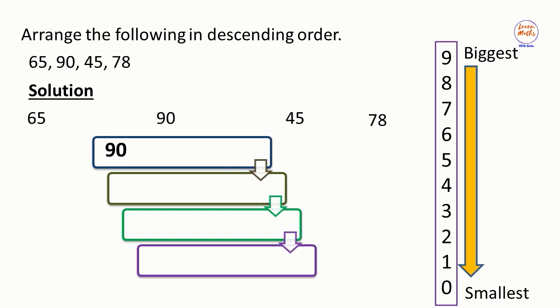Now look at this first number. The first digits are 6 in 65, 9 in 90, 4 in 45, and 7 in 78. Now between 65, 90, 45 and 78, which one will come first? Now looking at the first digit, don't forget we are starting from the biggest.